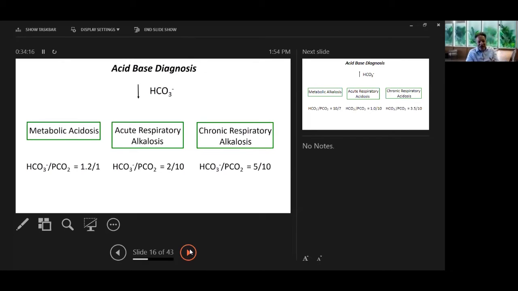Now, if it's not any of the 3, we know by definition we have a mixed disorder. We know we have more than 1 acid-base disorder present. But if it is one of the 3, then it tells you which of the 3 it is.